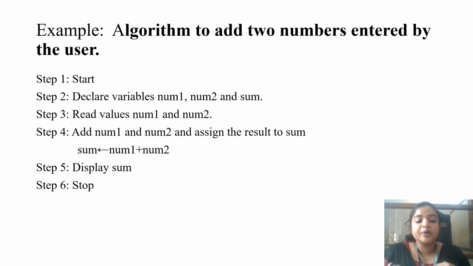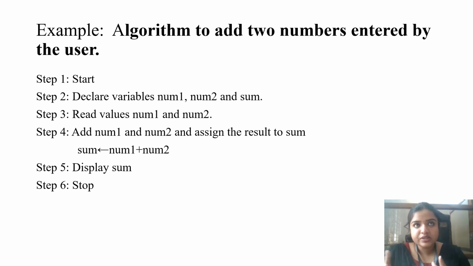In the fifth step, we display the sum. After adding, we need to display the sum on the screen. And the final step, step 6, we end with stop. So, first step, we start. Second step, we declare the variables which we need. Third step, we read the values. Fourth step, we add the numbers and assign the result to sum. Fifth step, we display the sum. And the final step, we stop the algorithm.